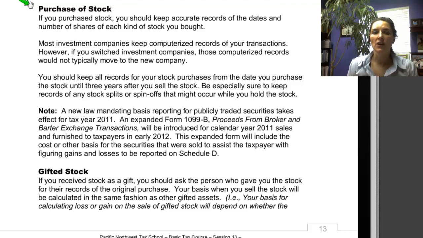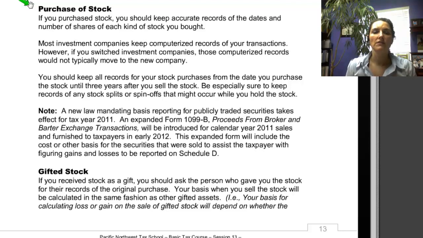You should keep all records of your stock purchases from the date you purchase the stock until 3 years after you sell the stock. Be especially sure to keep records of any stock splits or spin-offs that might occur while you hold the stock. Note, a new law mandating basis reporting for publicly traded securities takes effect for the year 2011. There will be an expanded Form 1099-B, proceeds from broker and barter exchange transactions, which will be introduced for calendar year 2011 sales, and it will be furnished to taxpayers in early 2012.